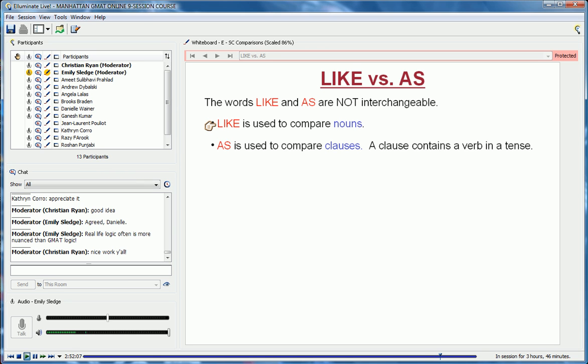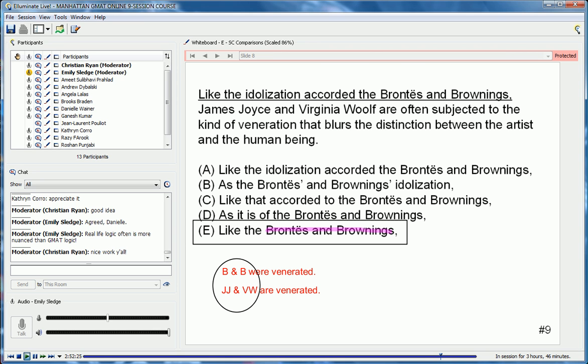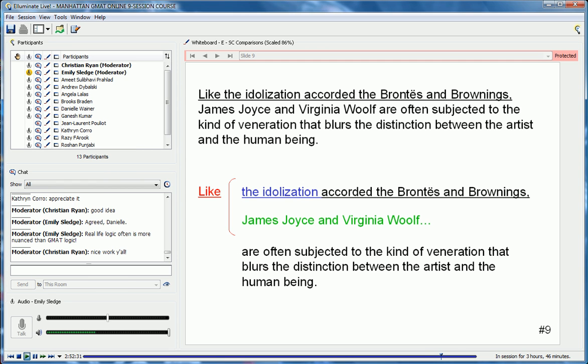On the GMAT, though, they're really picky about it. Like is used to compare nouns only, and as is what you use when you compare actions. A clause is something with a verb in it. So, in this case, hop back to the idolization of the Brontes and the Brownings. We have a like versus as split. I'm going to move to a slide that sort of highlights this.